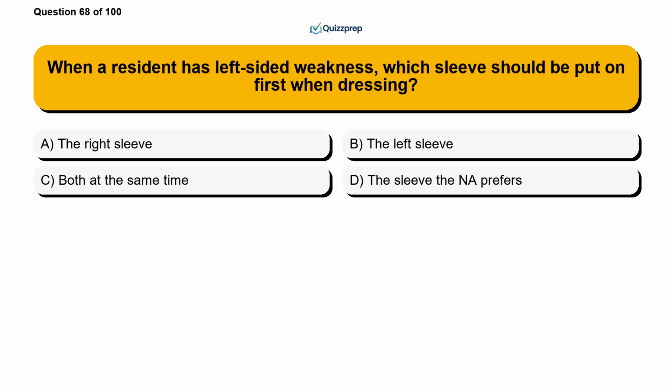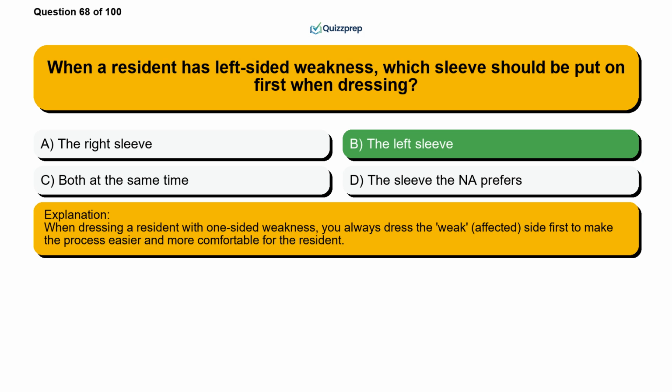Question 68. When a resident has left-sided weakness, which sleeve should be put on first when dressing? Option A, the right sleeve. Option B, the left sleeve. Option C, both at the same time. Option D, the sleeve the NA prefers. The correct answer is option B, the left sleeve.